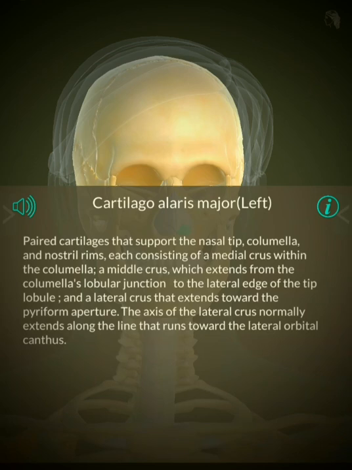Paired cartilages that support the nasal tip, columella, and nostril rims, each consisting of a medial crus within the columella, a middle crus, which extends from the columella's lobular junction to the lateral edge of the tip lobule, and a lateral crus that extends toward the piriform aperture. The axis of the lateral crus normally extends along the line that runs toward the lateral orbital canthus.